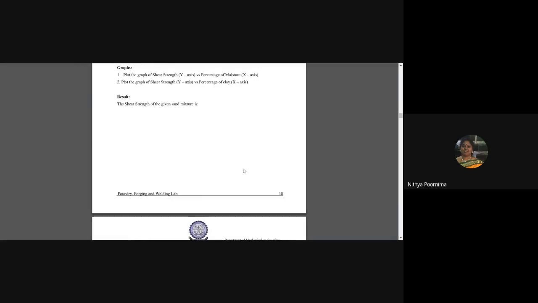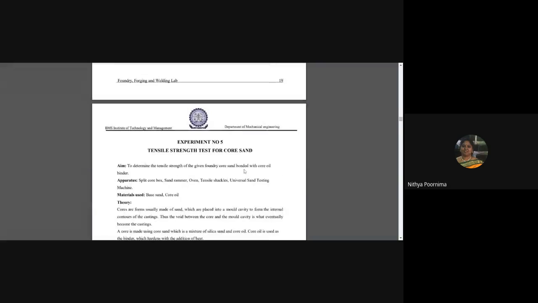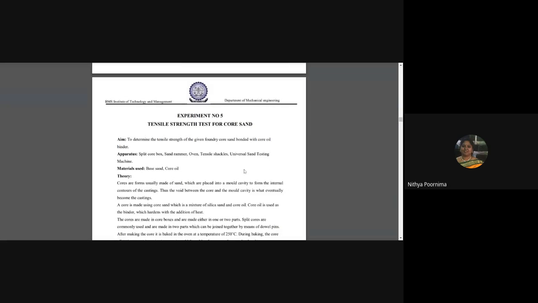Now, if you have no doubts with the shear test, I want to move on with tensile test. Shall we move on? No, ma'am. No doubts, ma'am. Okay. So in today's class, we'll see what is tensile test as well.